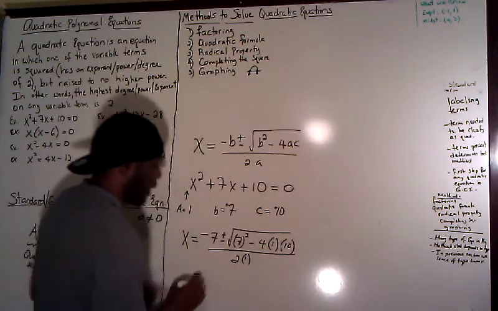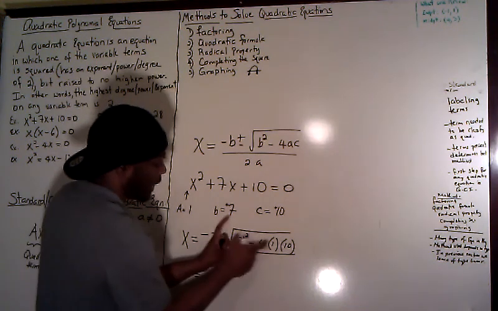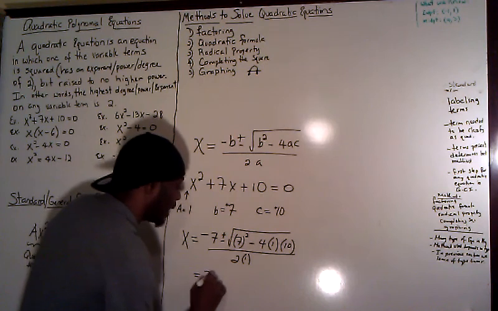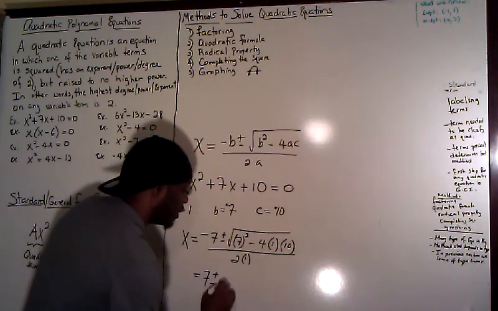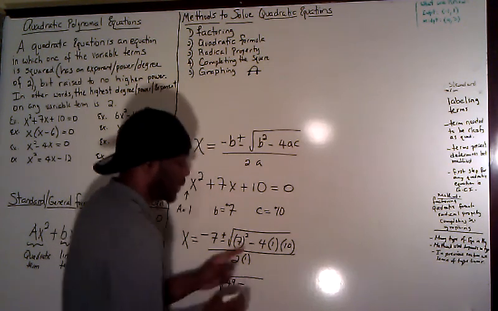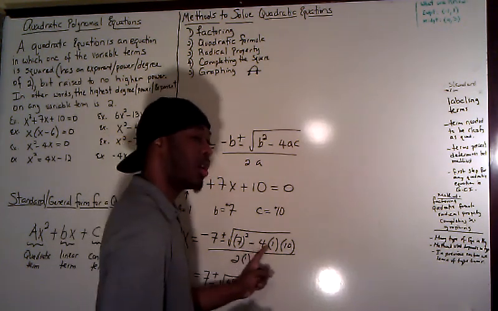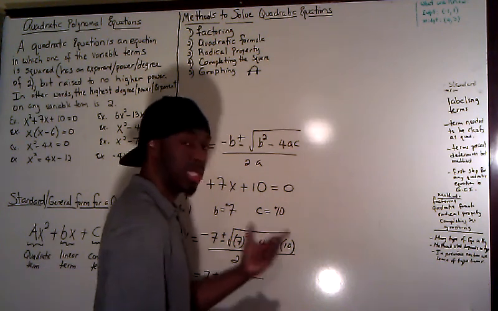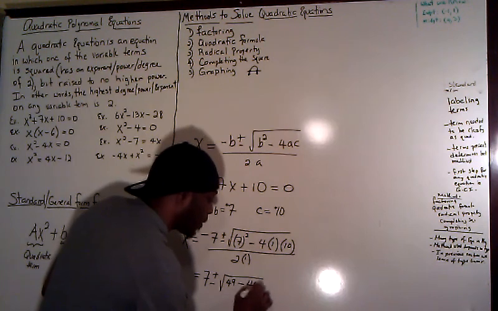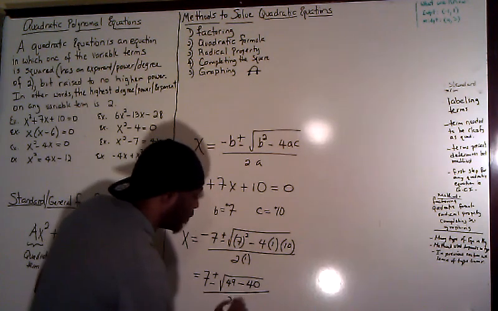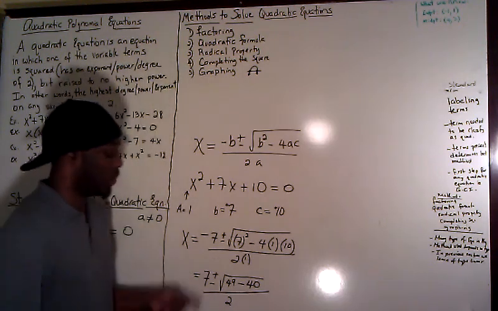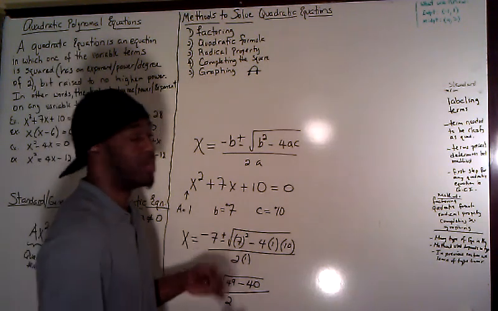All over 2 times the A value, which is 1. So once we simplify this a little bit, I like to simplify this portion underneath the radical first. So it's minus 7 plus or minus the square root of 7 squared is 49, minus 4 times 1 is 4, 4 times 10 then is 40, so 49 minus 40 is that result, all over 2a. And if you notice, 2 times a is 2. I'm doing this in steps because when you try to skip steps, there's a tendency to make mistakes.